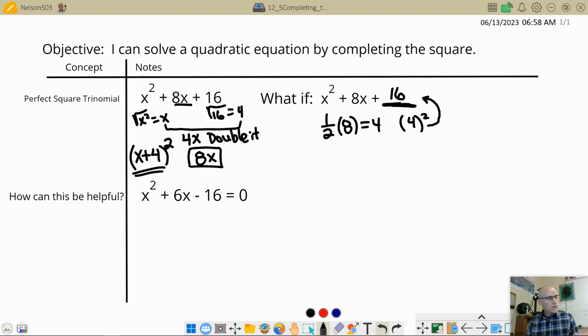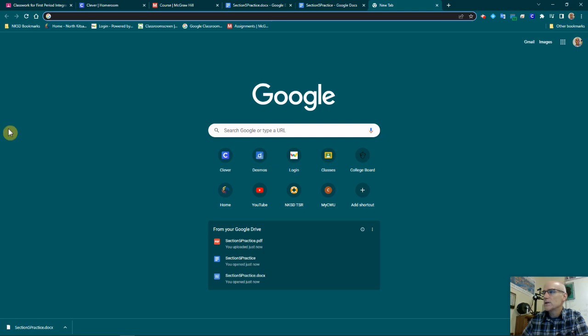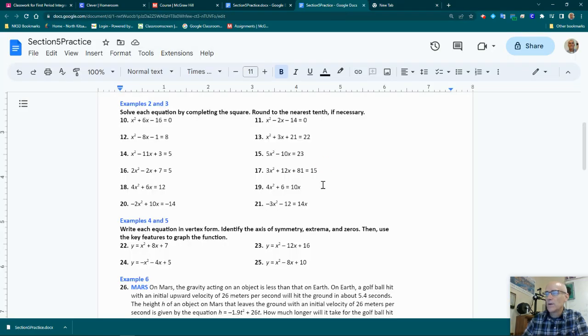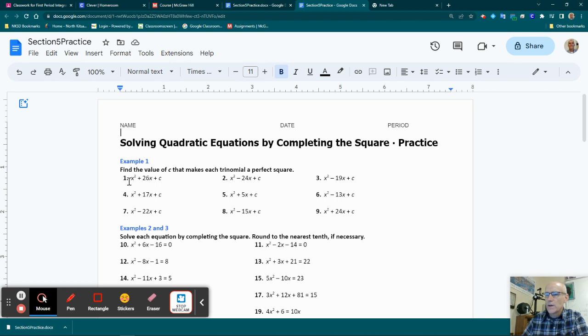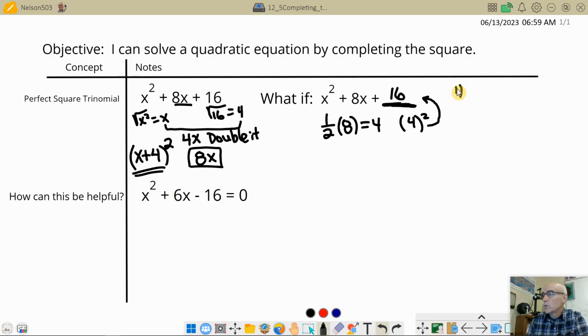Okay, so let's try problem number 1 right now. And here's what problem number 1 looks like. And by the way, where do you find problem number 1? Well, I attached it to today's assignment. So it looks like this right here: x squared plus 26x plus c. So what they're saying is, let's find that constant on the end. Let's find the c value that would make this a perfect square. Okay, so let me put that down: x squared plus 26x plus c. And you would copy this into your notebook, just like this.